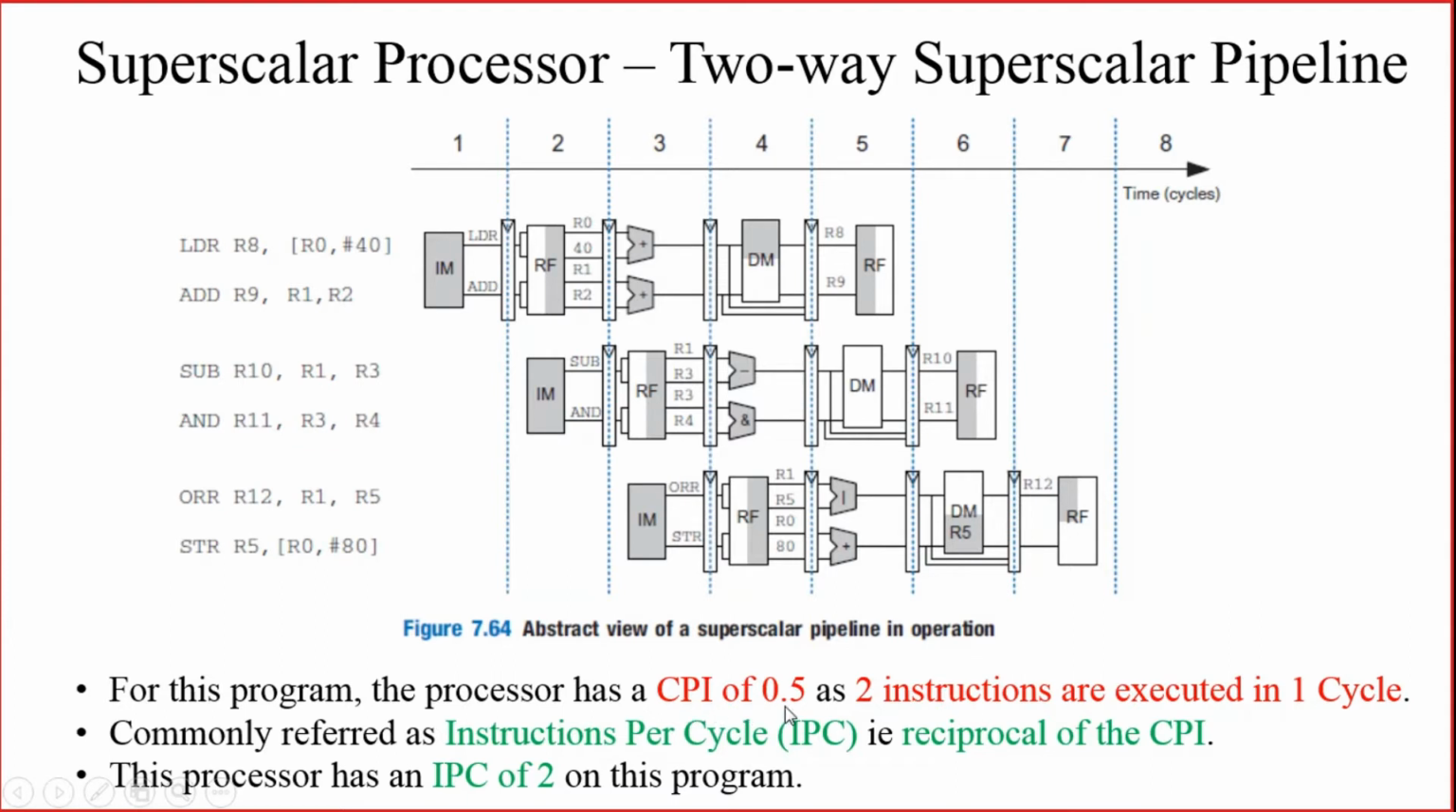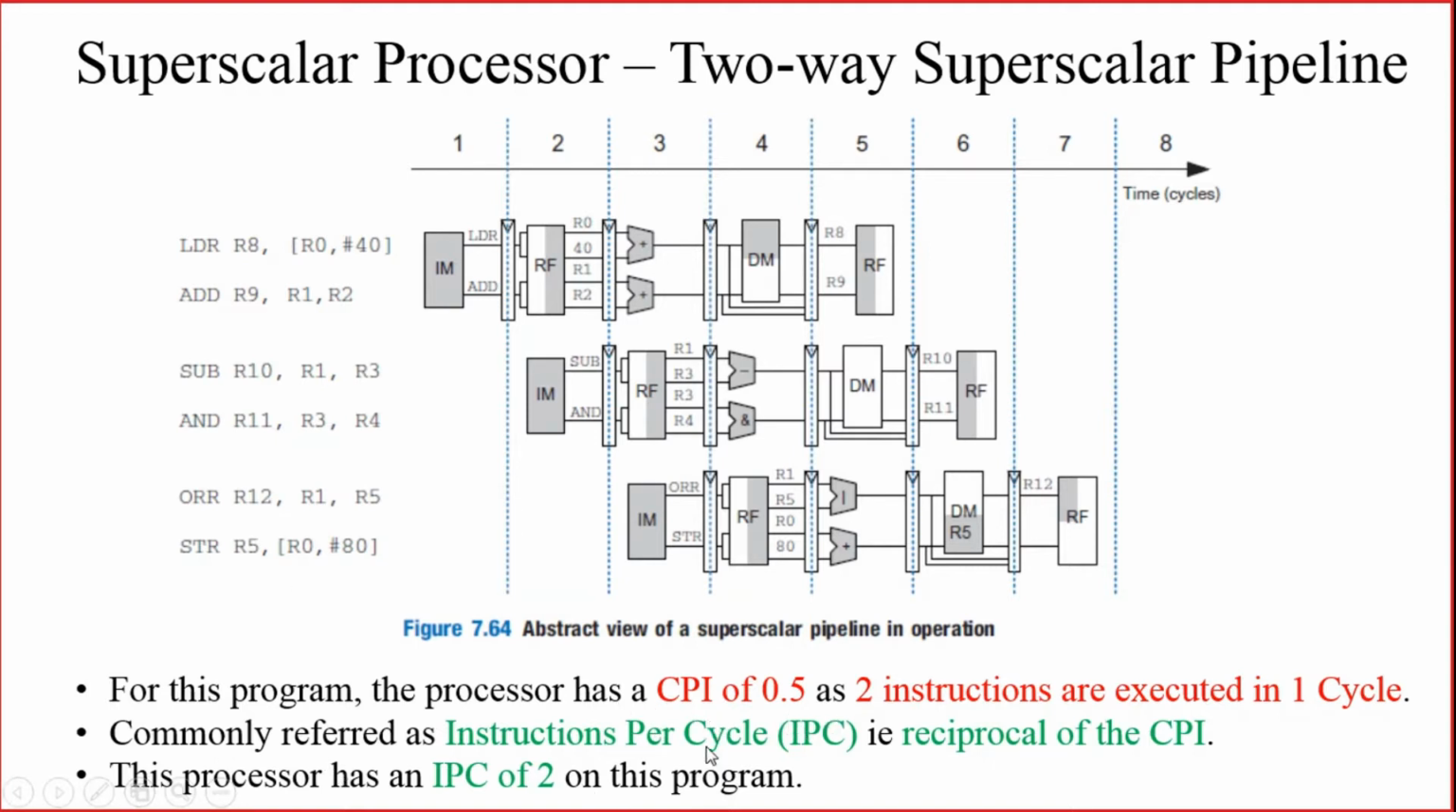Why is cycles per instruction 0.5? Because simultaneously two instructions are fetched, so two instructions are executed in a single cycle on an average. Since two instructions are fetched, on an average, two instructions will be executed in a single cycle. That is why clock cycles per instruction is 0.5.